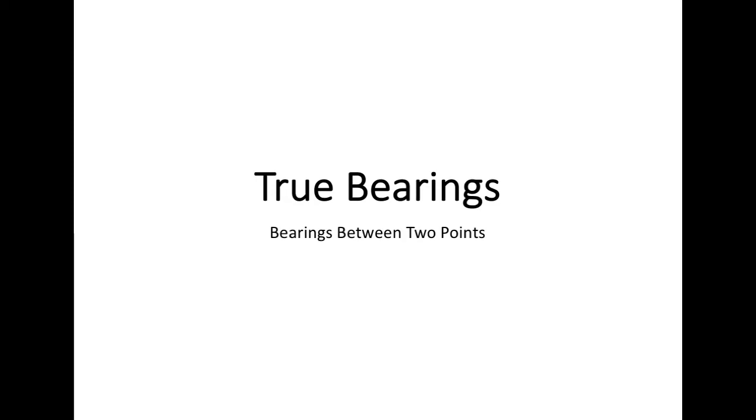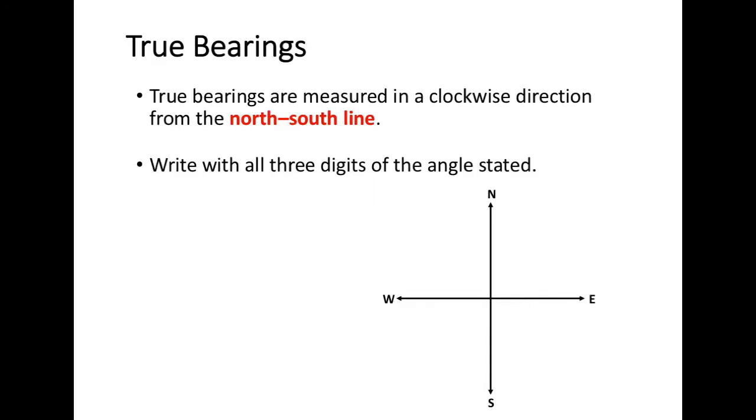This video is going to have a look at true bearings and using true bearings to describe the direction between 2 points. True bearings are measured in the clockwise direction from the north-south line. So if we were to calculate the size of the angle using true bearings, we would start at the north and work our way around till we got to the direction that we were traveling in. So therefore our true bearing measurements will range from 0 up to 360 degrees.